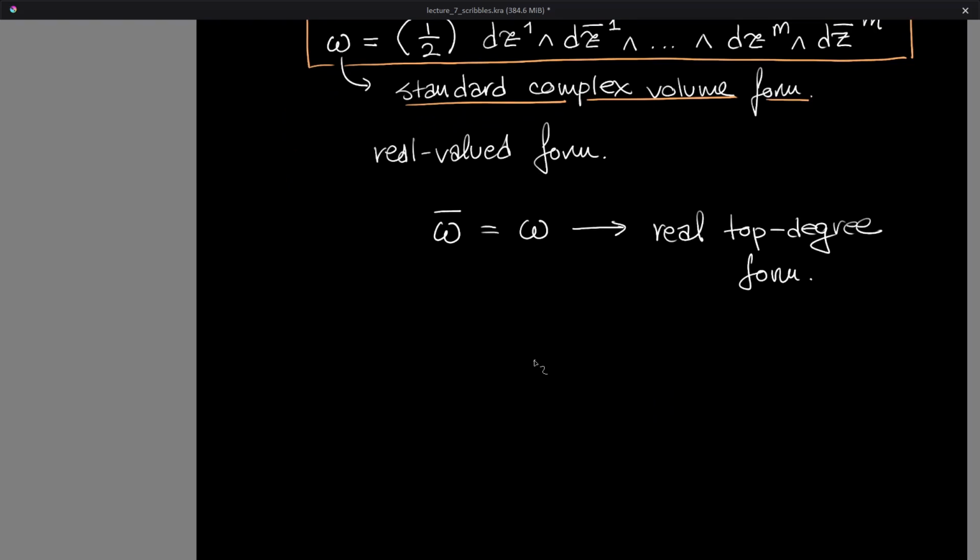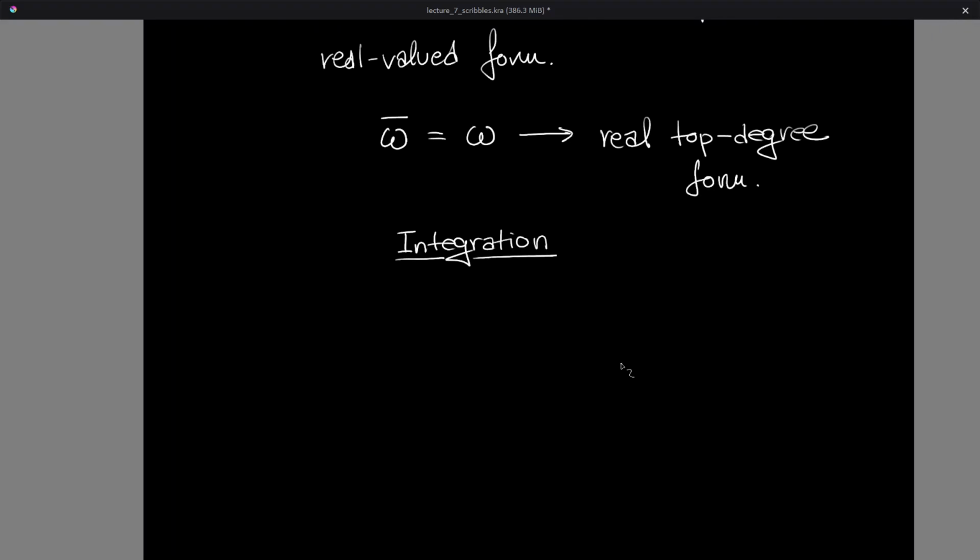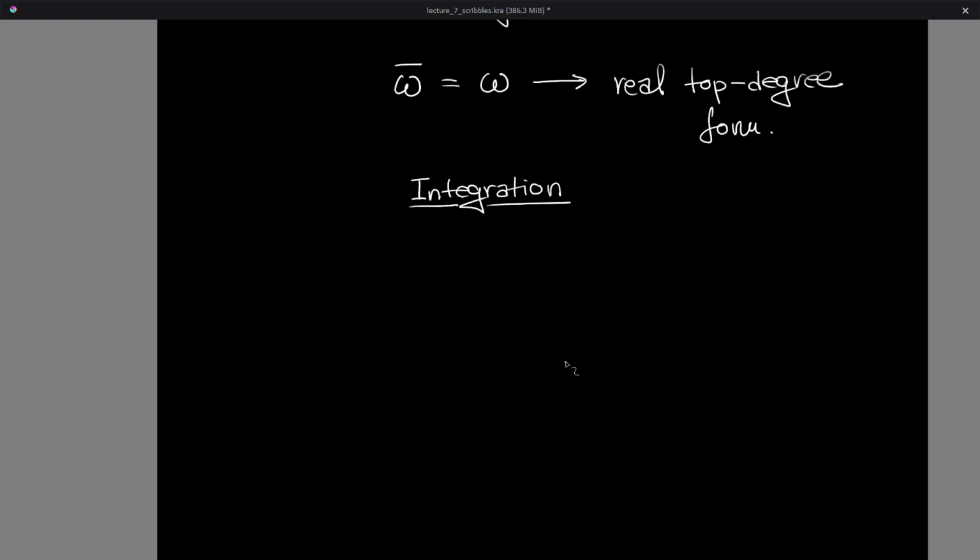Okay, good. So now we talk about integration, because we have all of the building blocks now in place. We know what an orientation on a manifold is. We know that a complex manifold is canonically orientable. So integration on complex manifolds is kind of simpler to define because of that canonical orientation.